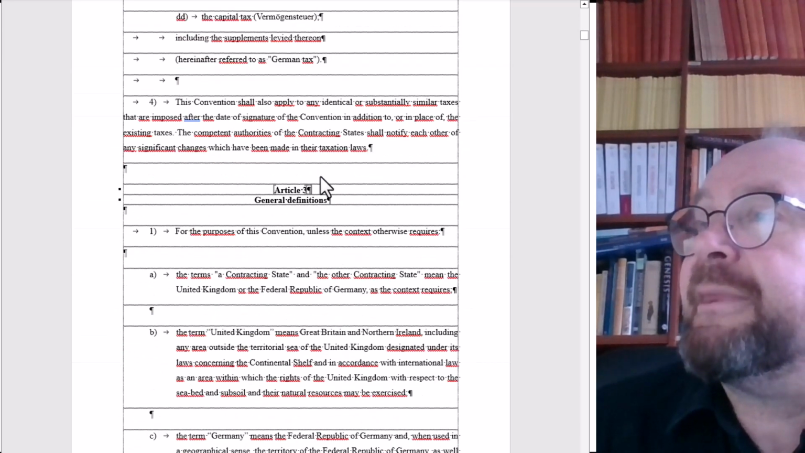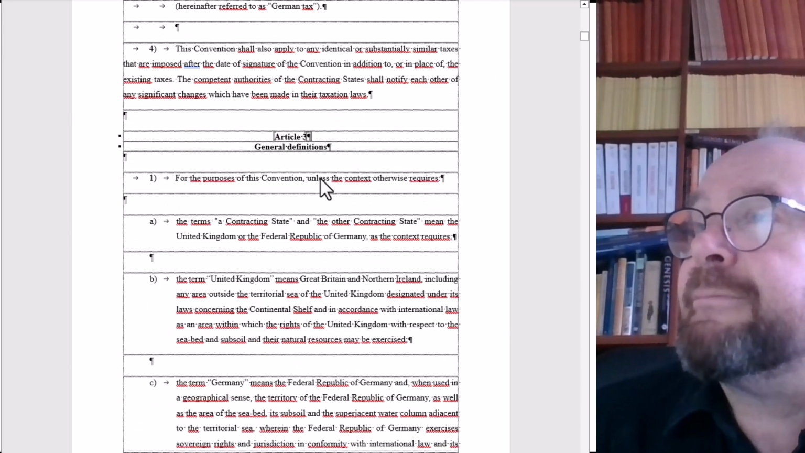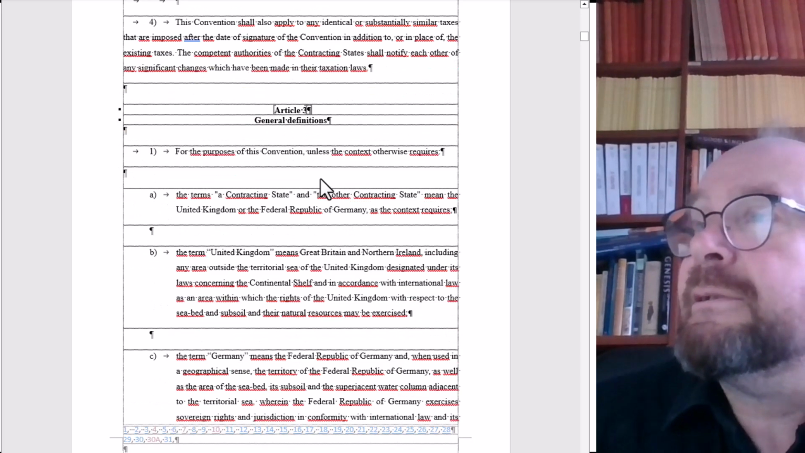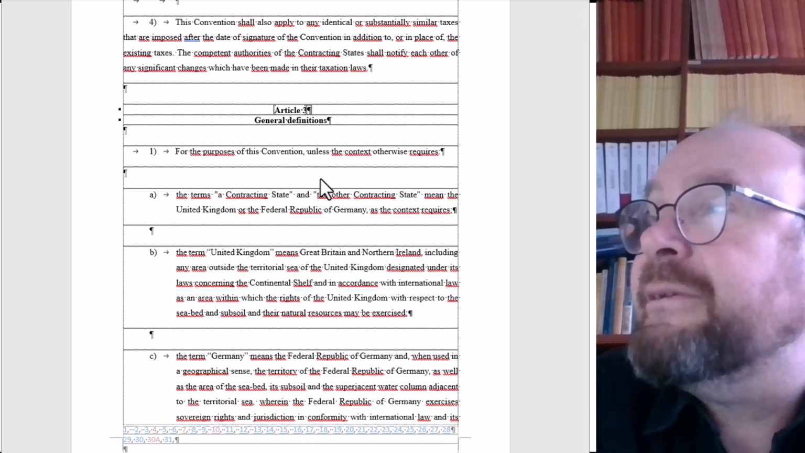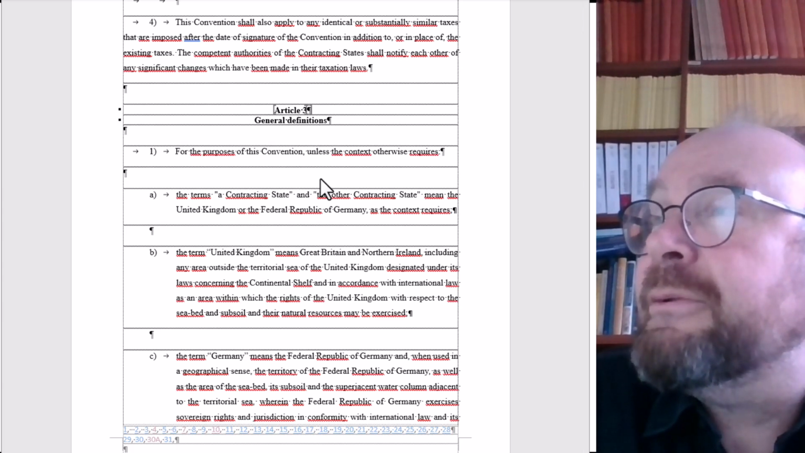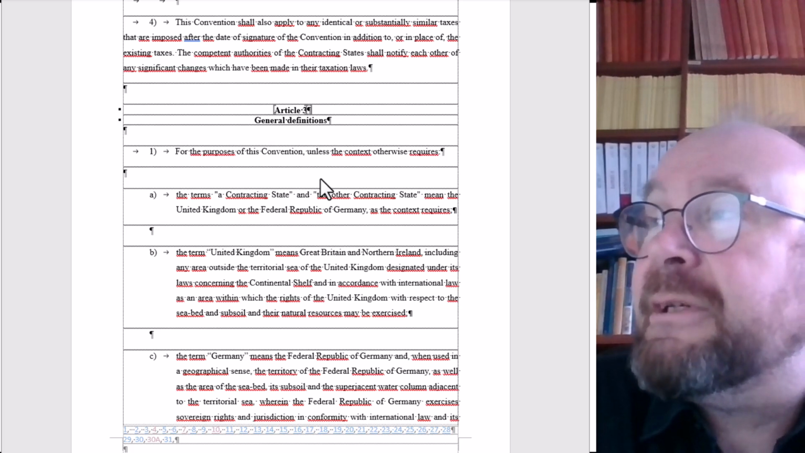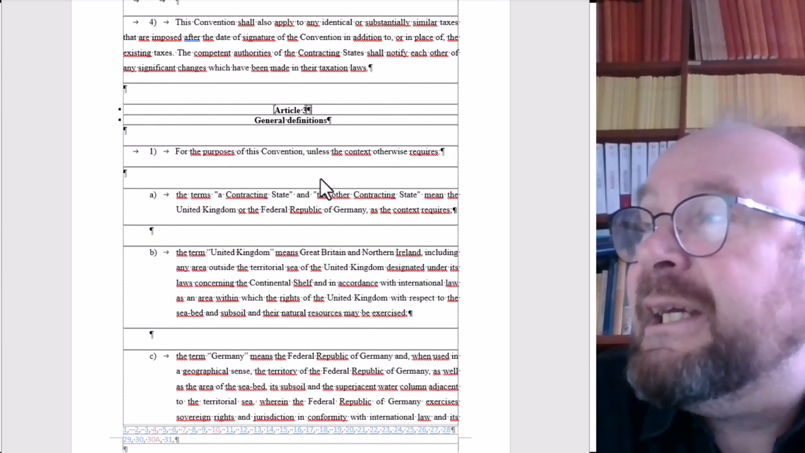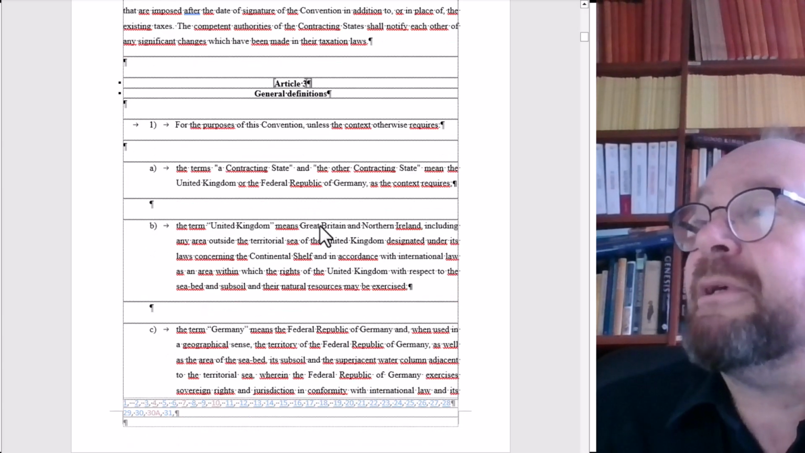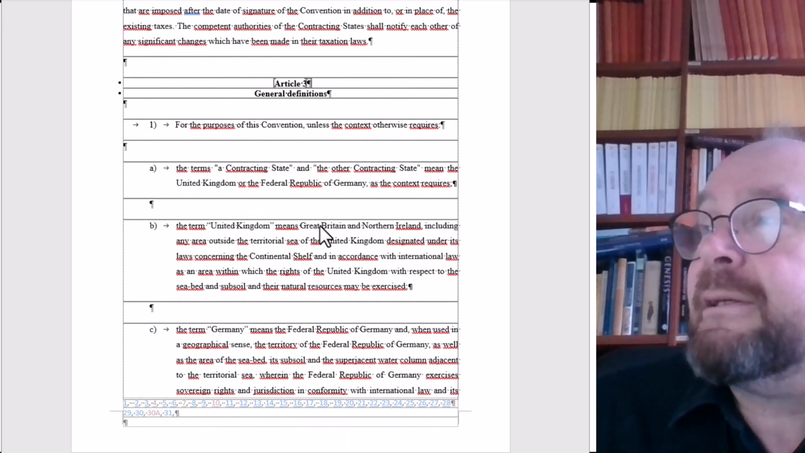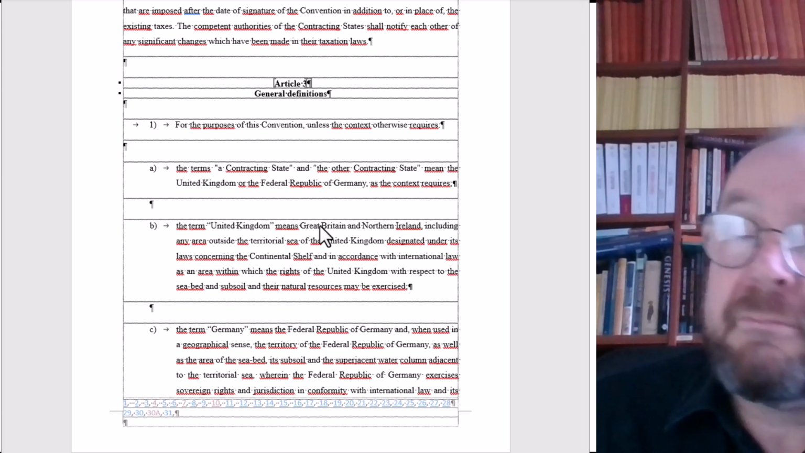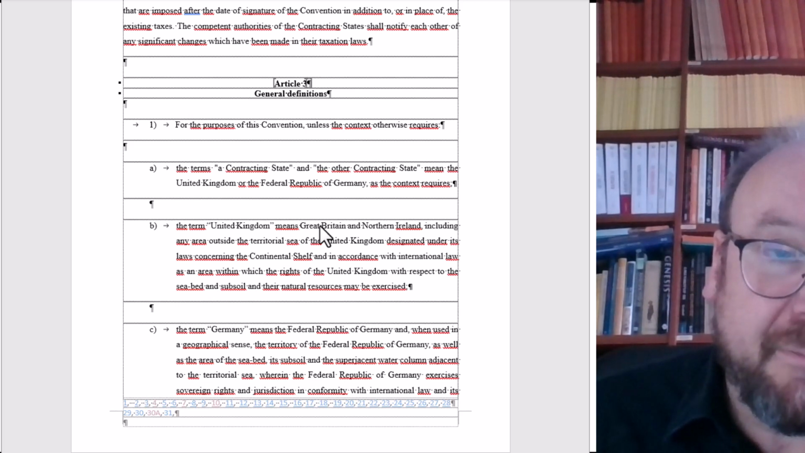to Jersey cases, because as you can see in Article 3, the term "a contracting state" and "the other contracting state" mean, according to the contents, either the United Kingdom or the Federal Republic of Germany, and the United Kingdom means Great Britain and Northern Ireland. A bit of the continental shelf, but not Jersey, not the Channel Islands.